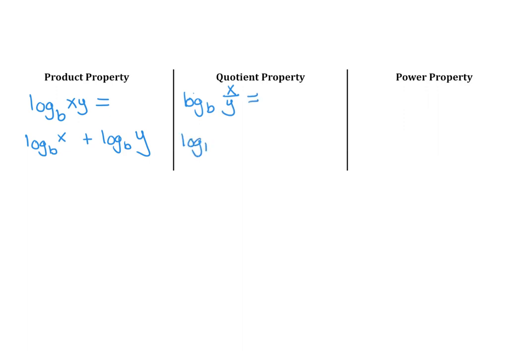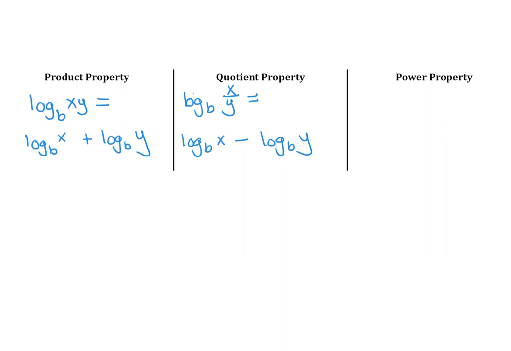If you have a logarithm of any base of a product, so xy would be x times y, that is equal to log base b of x plus log base b of y. Now the quotient property. If you have log base b of a quotient, x over y, that is equal to log base b of x minus log base b of y.